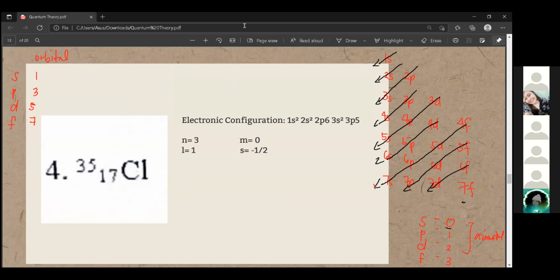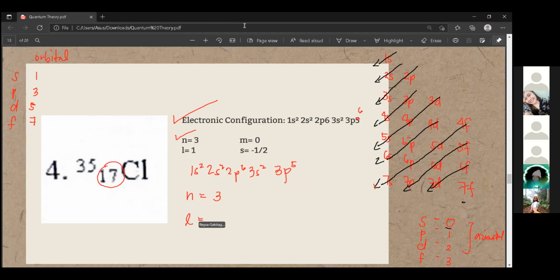Now, number 4, chlorine. For chlorine, our goal is 17. Let us check if this is correct. So we have 1s2, 2s2, 2p6, 3s2. This is already 12. I need 5. What's next? After 3s2, the 3p. So 3p5. Kulang na lang kasi siya ng 5 and p can accommodate 6. So this is correct. Okay? Now for the principal quantum number, the largest number here is 3. So definitely it's 3. So this is correct also. For the angular or azimuthal quantum number, the ending is P.